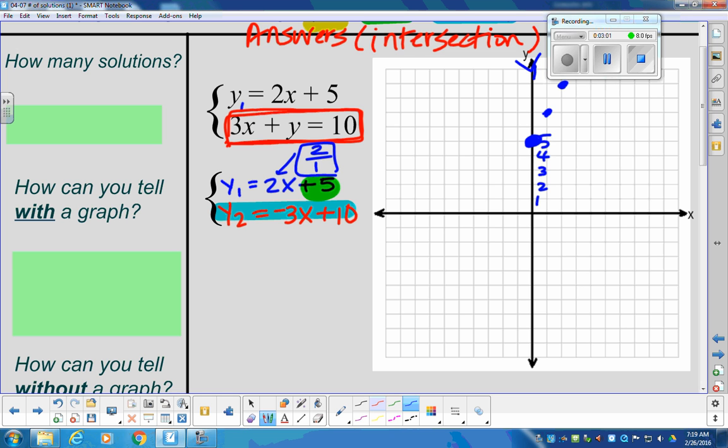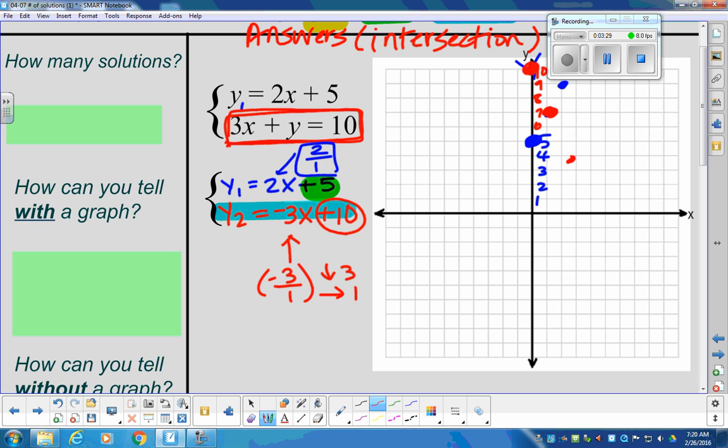All right. Well, the other equation here, my y-intercept is 10. So I'm going to go up to 10. 5, 6, 7, 8, 9, 10. Here's my y-intercept. And my slope is negative 3, which really means negative 3 over 1. So down 3, right 1. Rise and run. So we're going to go down 1, 2, 3, right 1. It hits right here. Down 1, 2, 3, right 1.